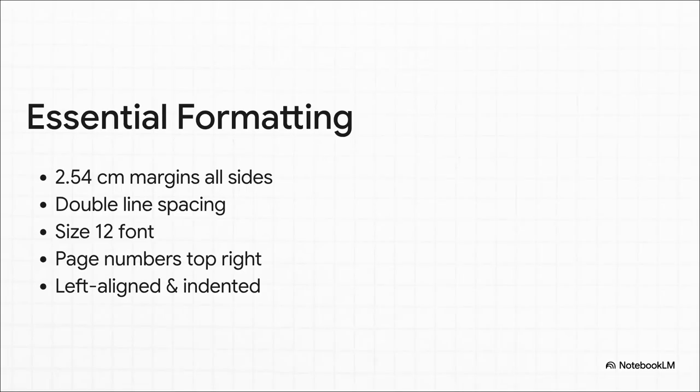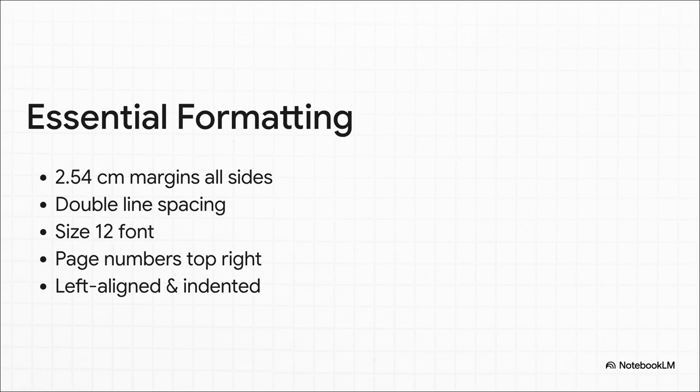Now, these might feel like annoying little details, but these non-negotiable formatting rules are literally the scaffolding that holds your entire argument up. You've got to have those 2.54 centimeter margins all the way around. Double-line spacing is a must to give your text room to breathe. Stick to a basic size 12 font, Times New Roman or Arial. Make sure your page numbers are in the top right corner starting on page 1, and keep those paragraphs left aligned and indented. Nail this blue scaffolding, and your professor can focus 100% on your ideas instead of tripping over a messy layout.